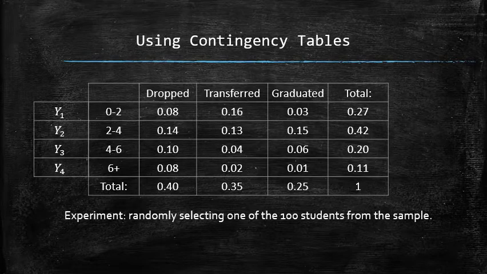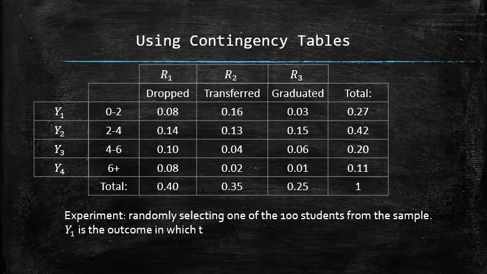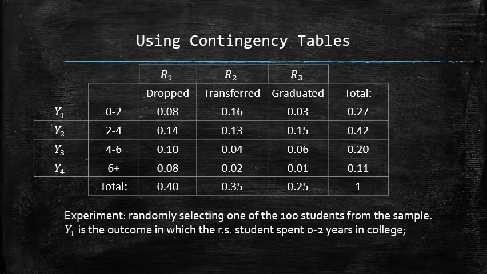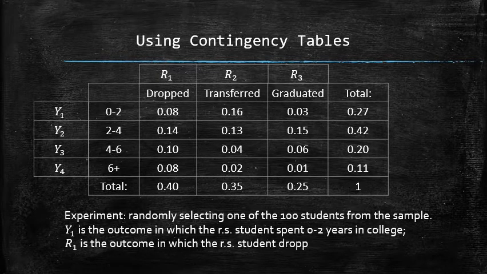And there are also 3 special events, one for each column of the table. We'll label them R1, R2, and R3. We describe the event Y1 as an event in which the randomly selected student spent between 0 and 2 years in college. We describe the event R1 as an event in which the randomly selected student dropped out of college. Hopefully, it is clear now how the other special events are defined.